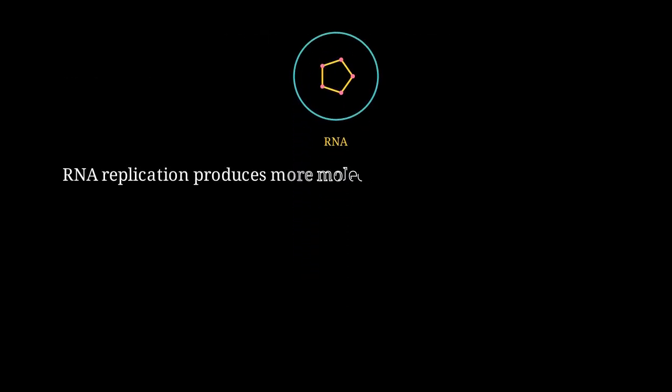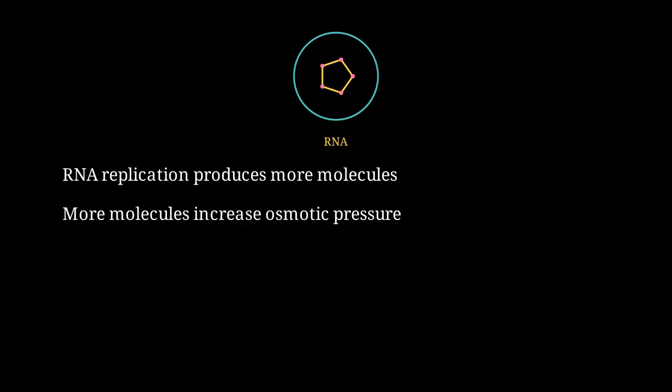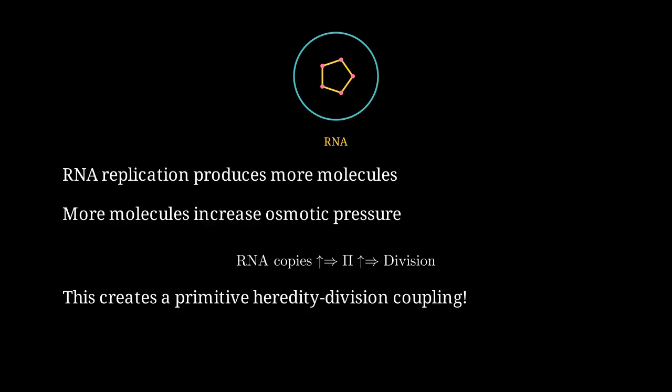As RNA molecules replicate, they produce more molecules inside the vesicle. More molecules means higher internal concentration, which increases osmotic pressure. Increased RNA copies lead to higher osmotic pressure, which promotes division. This creates a primitive coupling between heredity through RNA and division, a key step toward life.